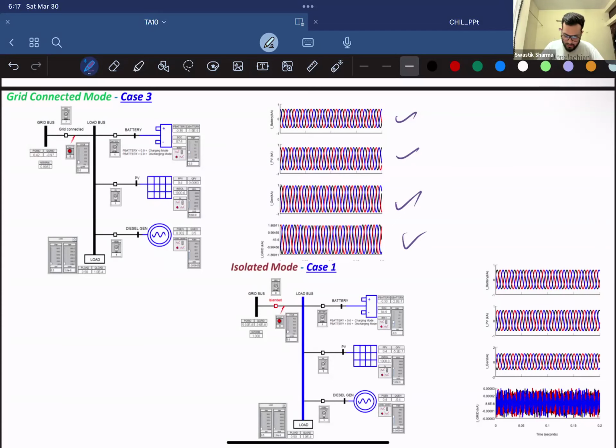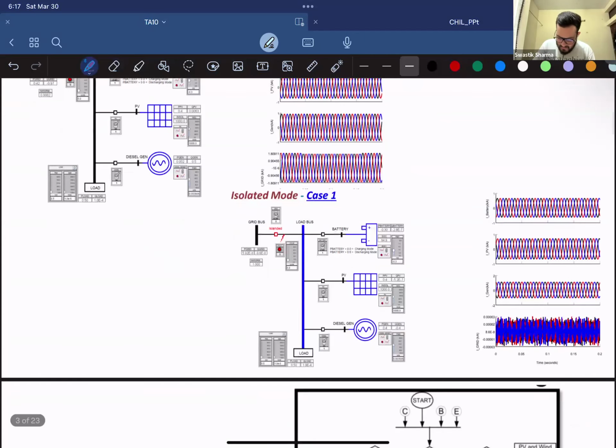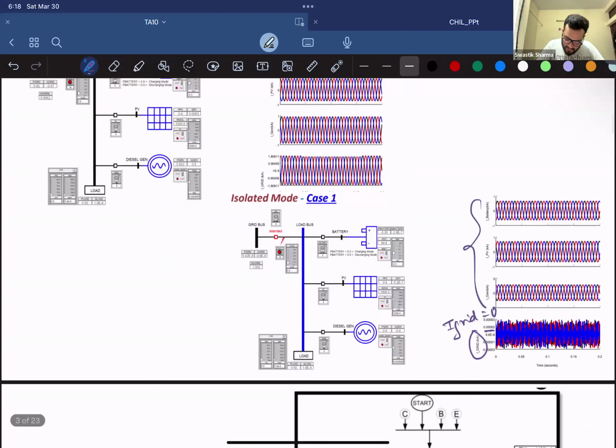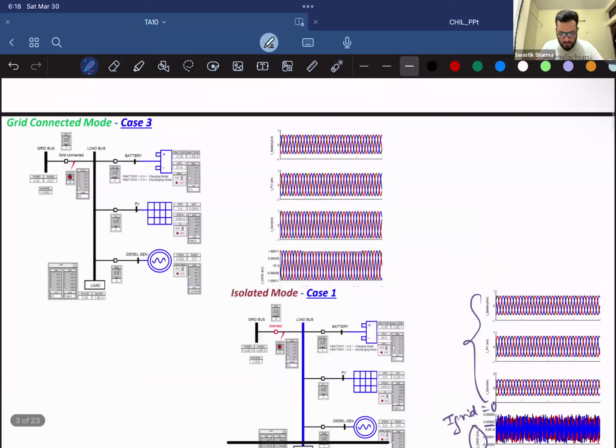They are free from harmonics. And in the isolated case, as you can see, it's very less, so I won't say it's in the scale of kilo ampere, it's 0.00002, so it's very less. But the I grid is equal to 0, and your battery, your generator, and your PVs are matching so that your load is properly balanced. So that's the operation of AC microgrid.